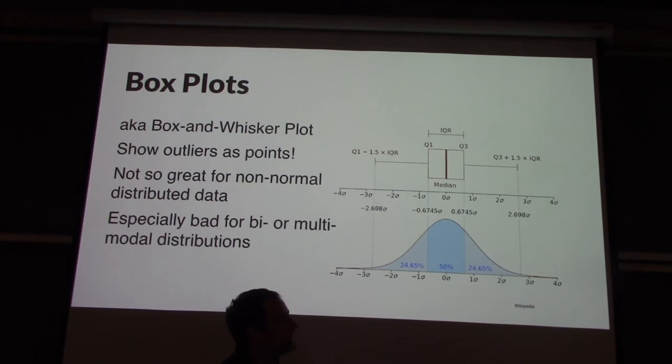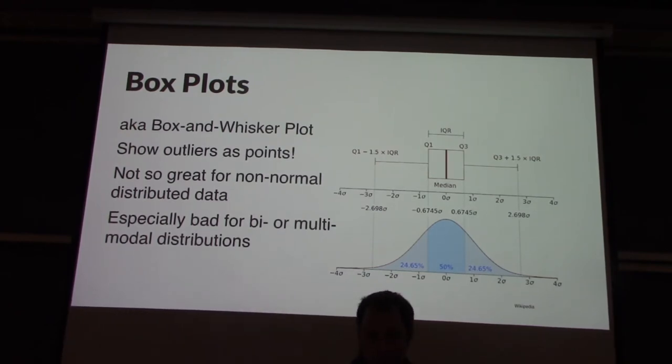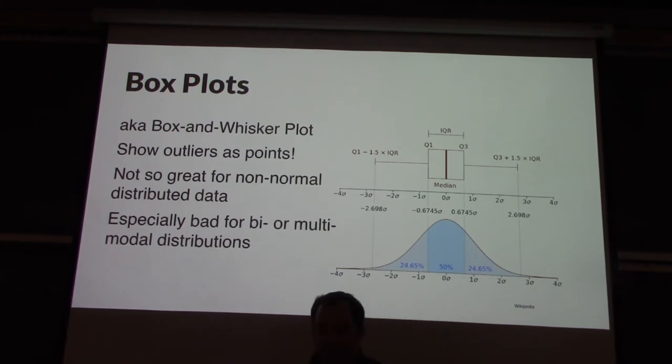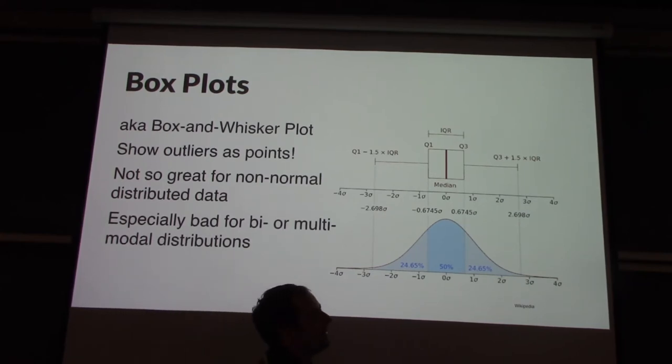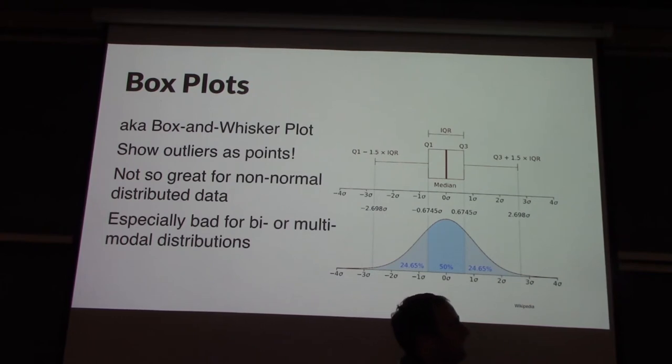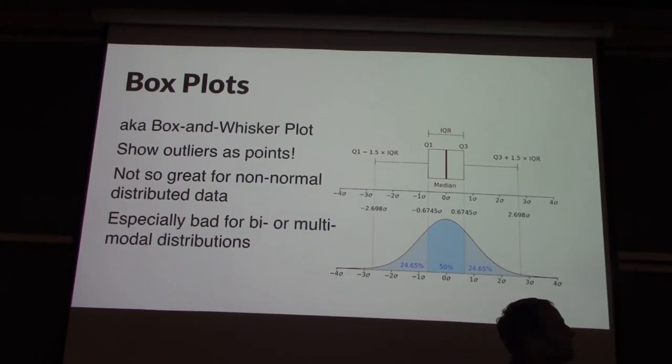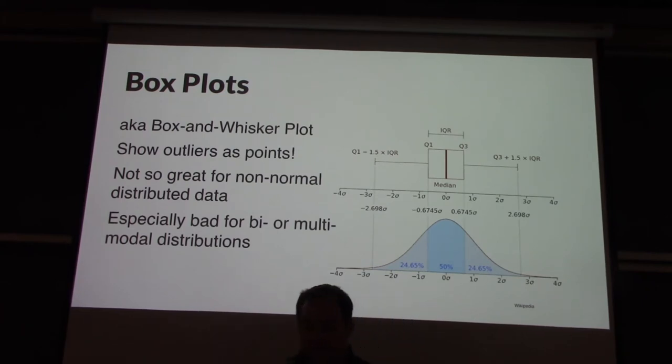Another very space-efficient way of visualizing distributions is box plots, which you have probably all seen a lot. They are called box plots or box and whisker plots. One important caveat for box plots is that you always have to show outliers as points, because many people simply show the box plots, but then they do not show that there is actually data outside of that range.